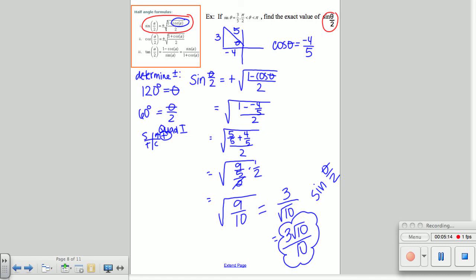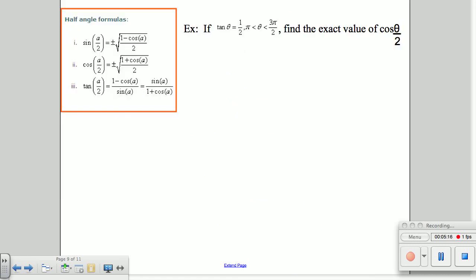Let's go ahead and take a look at another example. We're given the tan of theta to be 1/2. Theta is between pi and 3 pi over 2, and we're supposed to find the exact value of the cosine of theta over 2. Let's go ahead and start by drawing a picture. We're in quadrant 3.